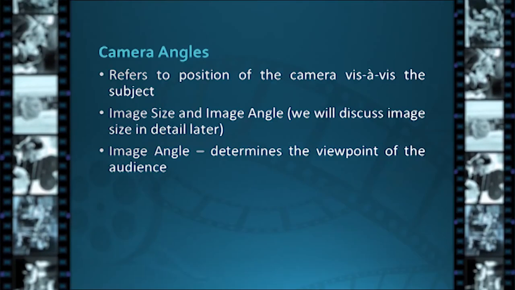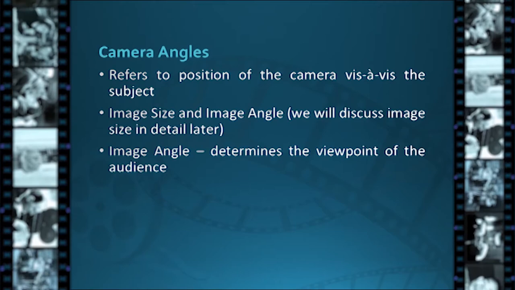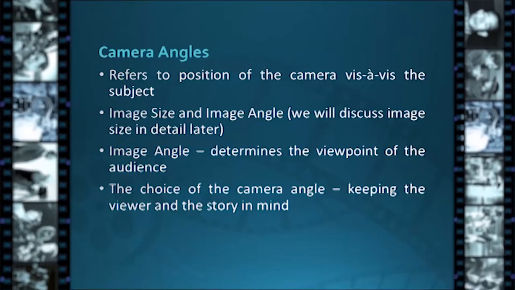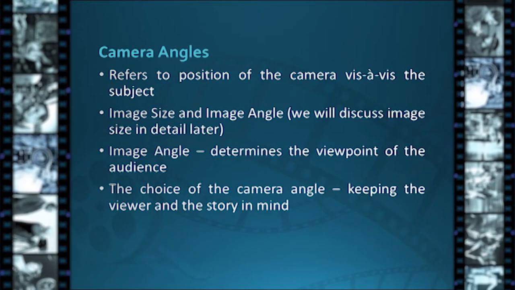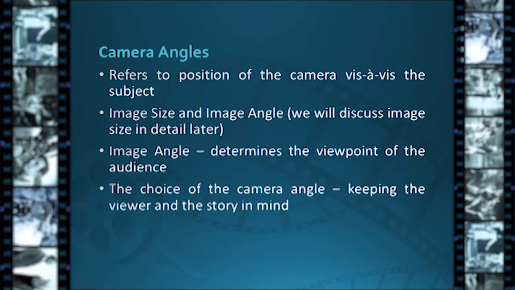Now, what does it do? It determines the viewpoint for the audience. You have to remember that the camera always takes the place of the audience. So, whatever the camera is viewing becomes the viewpoint of the audience also. This is something that the director keeps in mind. There is a huge range of camera angles available to a director, but which one to choose will depend on the kind of message or the kind of emotion the director wants to develop, or wants as a response from the audience.